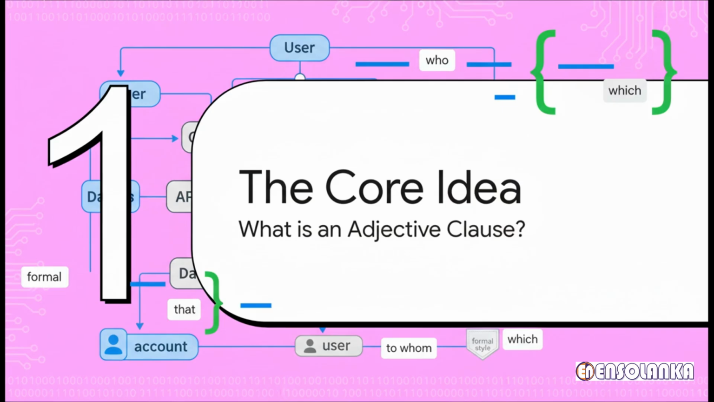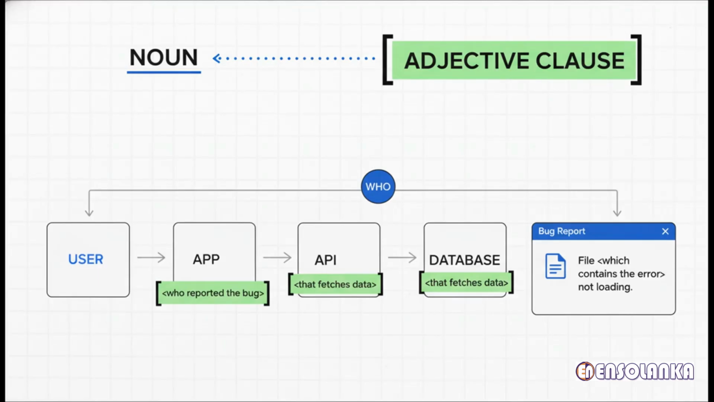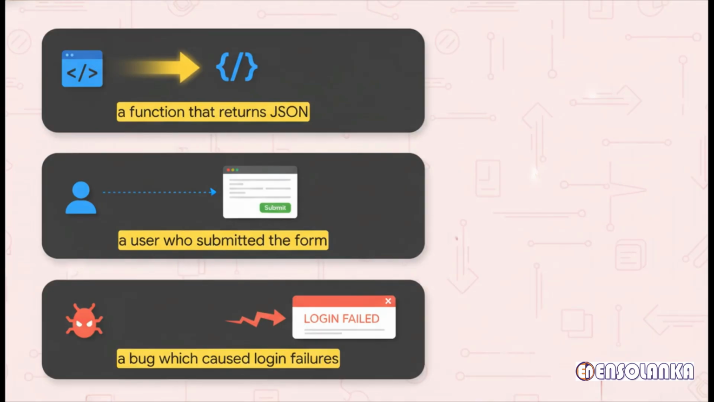What exactly is an adjective clause anyway? Honestly, it's super simple. An adjective clause is just a little group of words that describes a noun. That's it. But here's the most important rule, the one thing you have to remember. It always comes right after the noun it's talking about. Always.